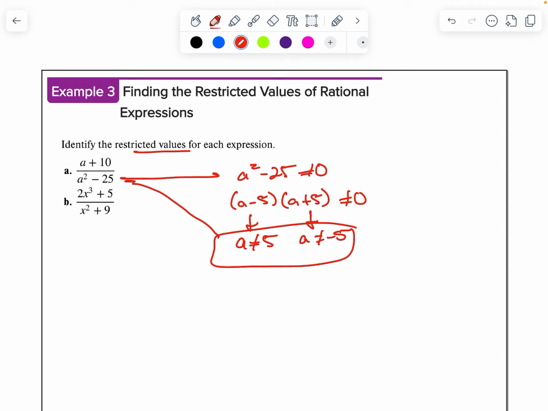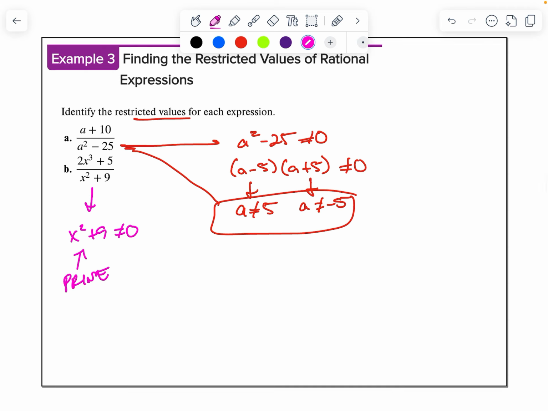You do have equations, like in example B, where I would say the denominator, x squared plus 9, is not equal to 0. But there's no way to factor this. This thing right here is prime. And since I can't factor it, and I can't find numbers that make it 0, we might instinctually say maybe negative 3. But negative 3 squared plus 9 is 18. That means that there are no restricted values. There are no values, no real values anyways, that are going to make the denominator 0.